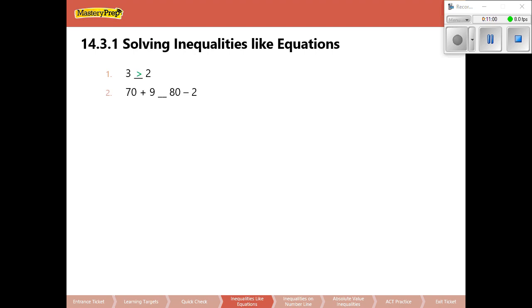Greater than. 70 plus 9 and 80 minus 2. Because 70 plus 9 would be 79. It would be greater than, because we would have 79 and 78. So it would be greater. 2,237 and 2,732. Less than.